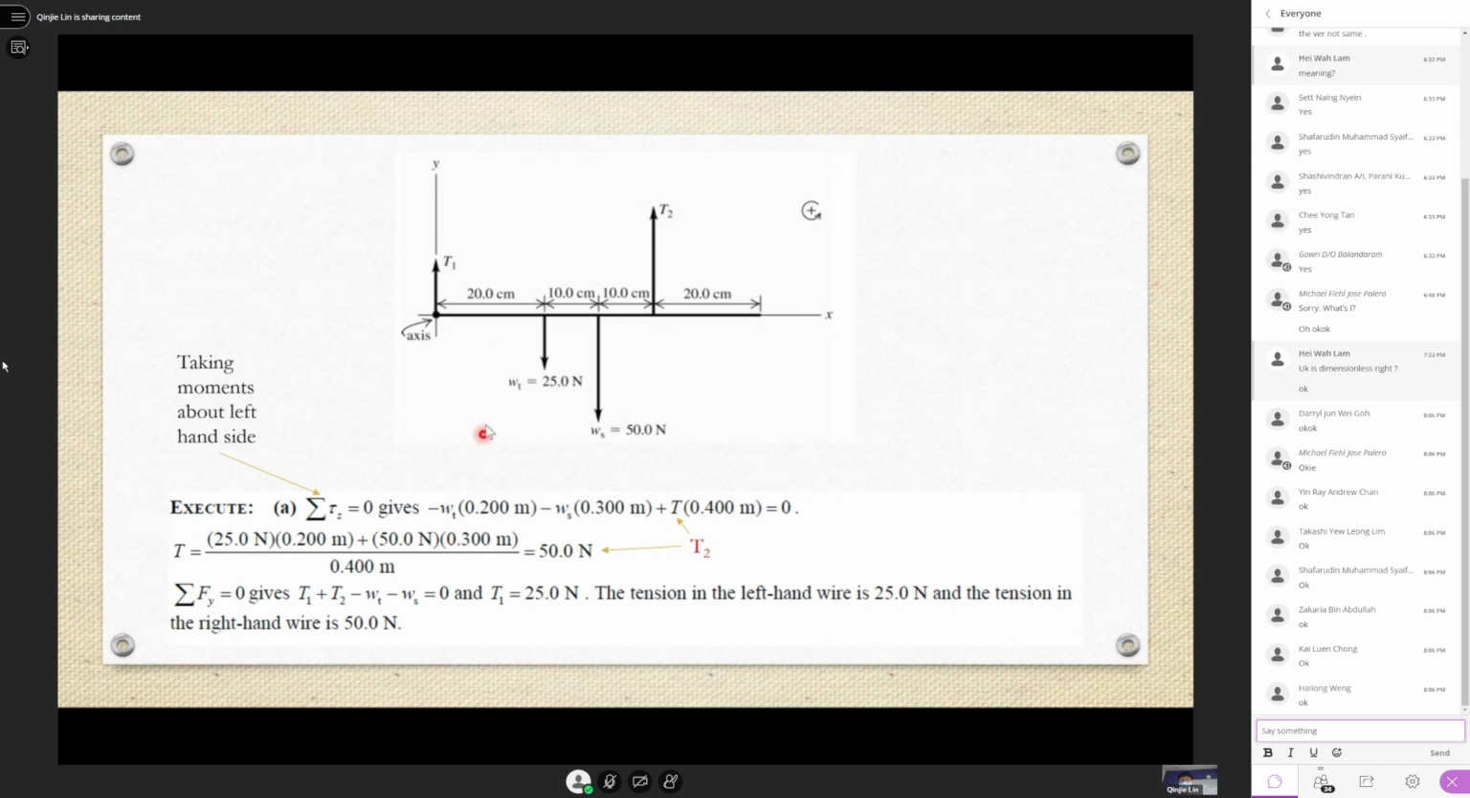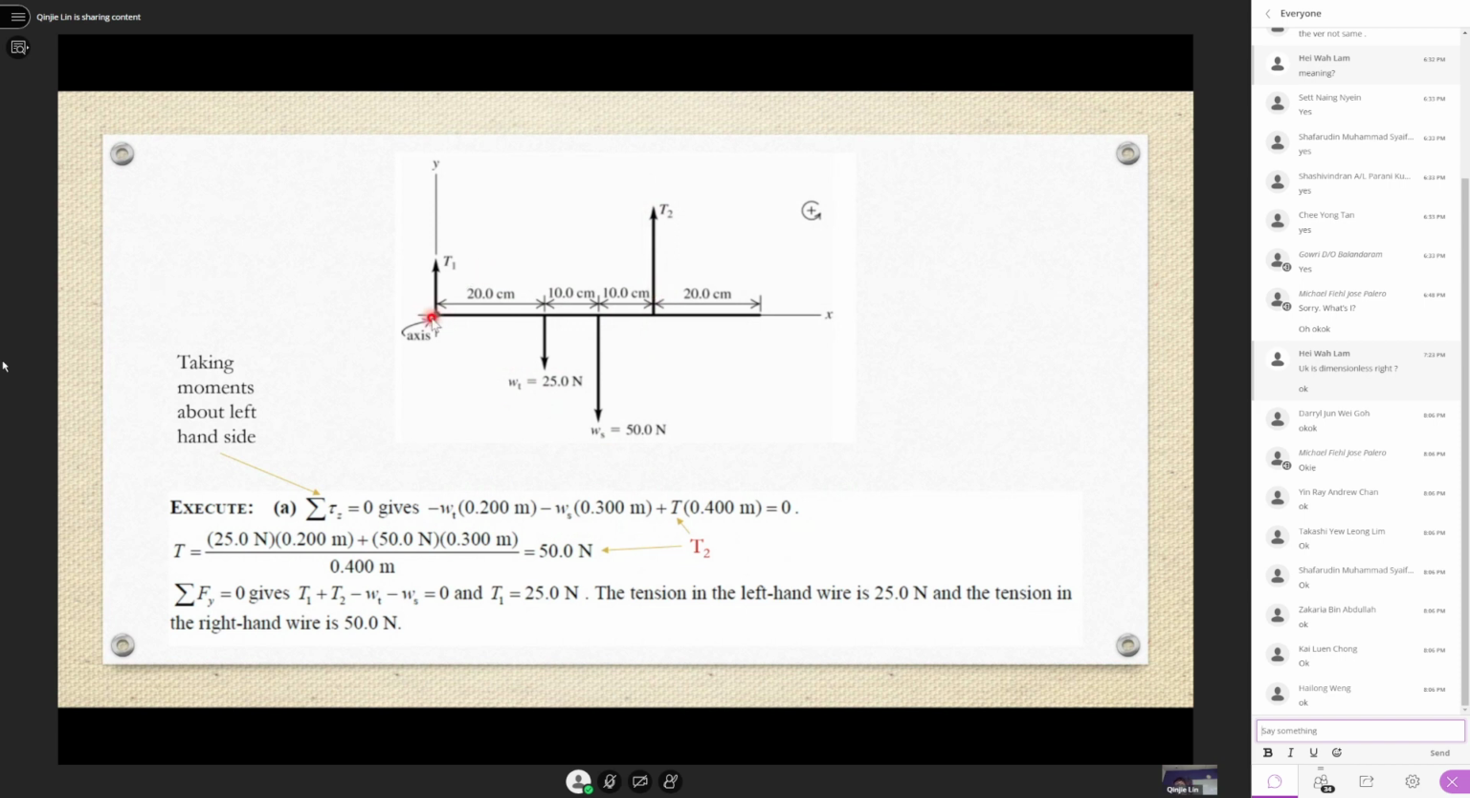So about this point, what do you have? You have the 25 Newton weight of the tool pointing downwards times 0.2 meter, since 20 cm is 0.2 meter. Then you also have the weight of the shelf times 0.3 meter. You also have your T2 pointing in the upwards direction, that's why it has a different sign from the other forces, and that's 0.4 meters away from the pivot axis. So in this equation, the only unknown is T2. We solve for that, and you will find the tension in the second wire from this equation alone.